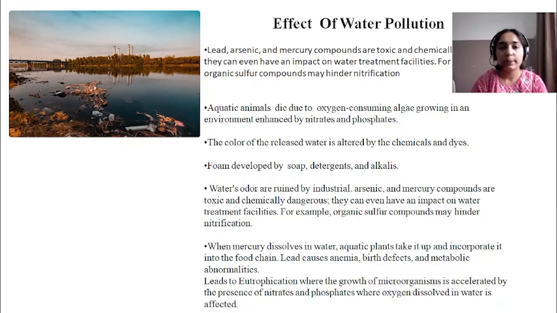Next is aquatic animals die due to oxygen consuming algae growing in an environment enhanced by nitrate and phosphate. Aquatic animals which are present under the sea, under the water, under the ocean, may die when they consume algae, and those algae are dangerous as they are oxygen consuming, which may lead to the death of aquatic life such as fishes and other aquatic plants present under the water. And as we already know, they are enhanced by nitrates and phosphates.